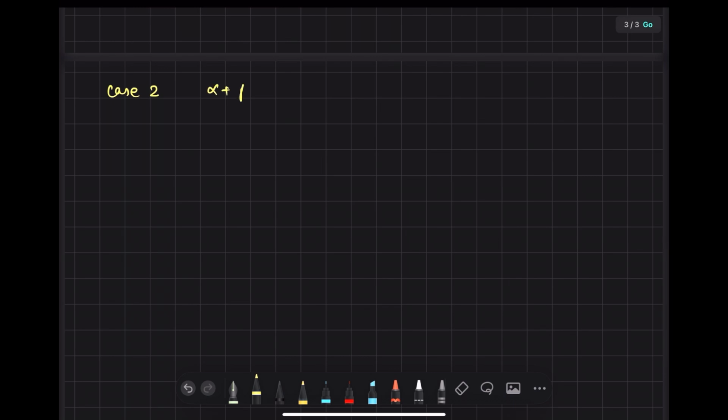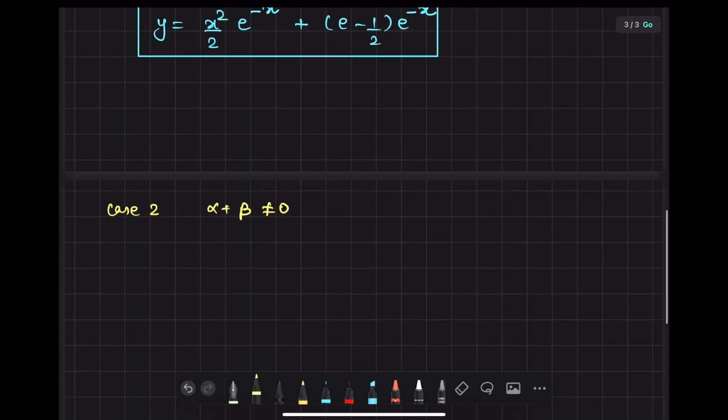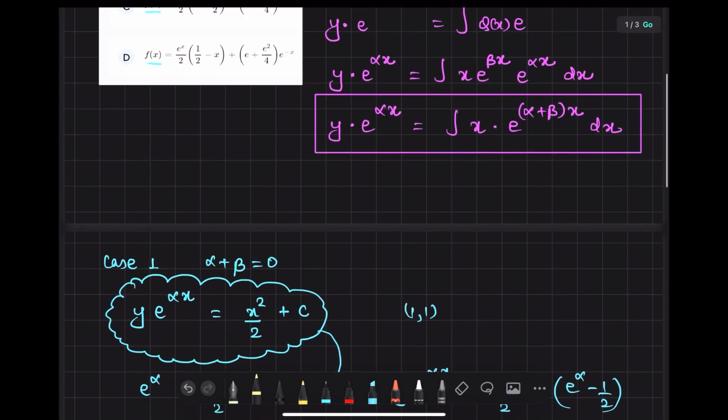Alpha plus beta is not equal to 0. Okay. So if alpha plus beta is not equal to 0, then how will we integrate? You will apply integration by parts. So ILATE. Okay, so the exponential function should be the second function.